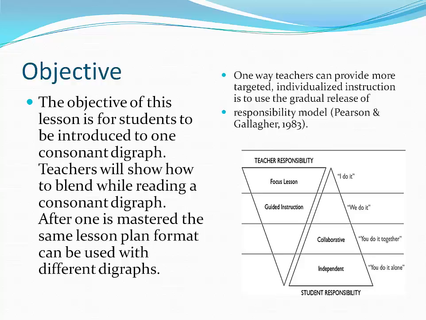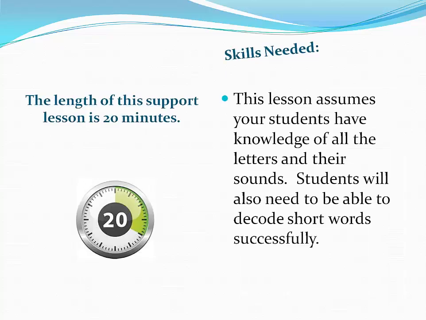This lesson will follow the gradual release model. The teacher will start with the I do it portion. We'll move into guided practice where the teacher and students work in tandem. Next, we will do collaboration during active engagement with the students working in pairs. And finally, we will end with a formative assessment: you do it alone. The length of this lesson is 20 minutes, and it assumes that your students have knowledge of all their letters and sounds and that they are able to decode short words successfully.